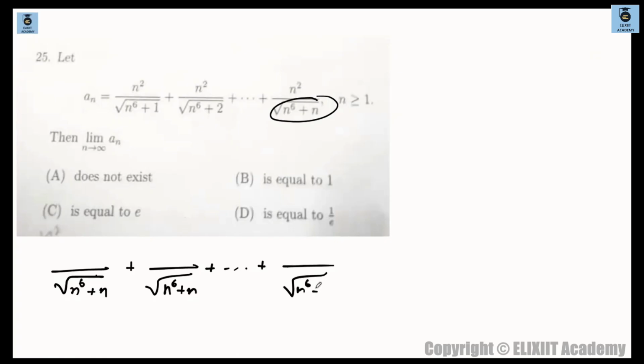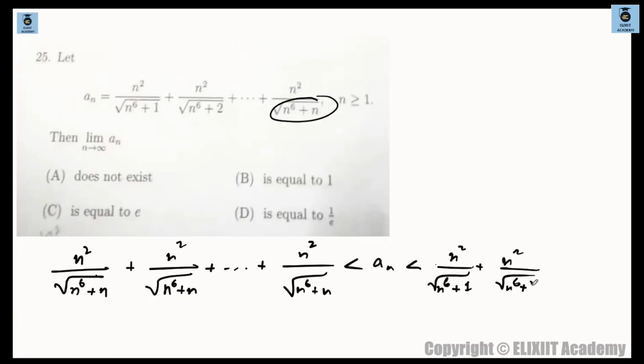How many terms have we taken? N terms are there. So there is one more n square, and n square over here. Okay. Less than a, less than. And the maximum value will be given by the lowest denominator, n to the power of 6 plus 1. Because as denominator decreases, the fraction will increase. So n square upon square root of n to the power of 6 plus 1, and so on till n square upon n to the power of 6 plus 1.